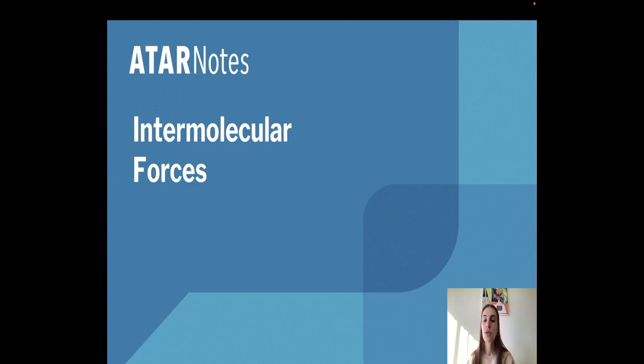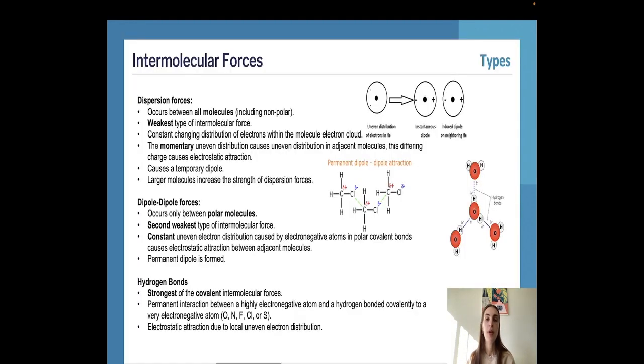So now we're going to go on to talk about intermolecular forces. We have three main types. Intermolecular forces are basically just any forces that exist between molecules that hold them closely together and maintain strength and structure. They're really important because without them, everything around us would just completely fall apart.